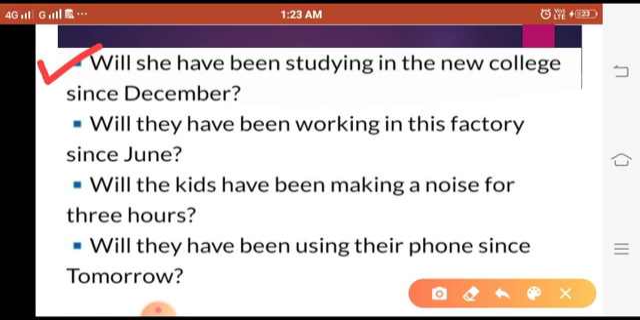Will she have been studying in the new college since December? Will they have been working in this factory since June? Will the kids have been making a noise for 3 hours? Will they have been using their phone since tomorrow?